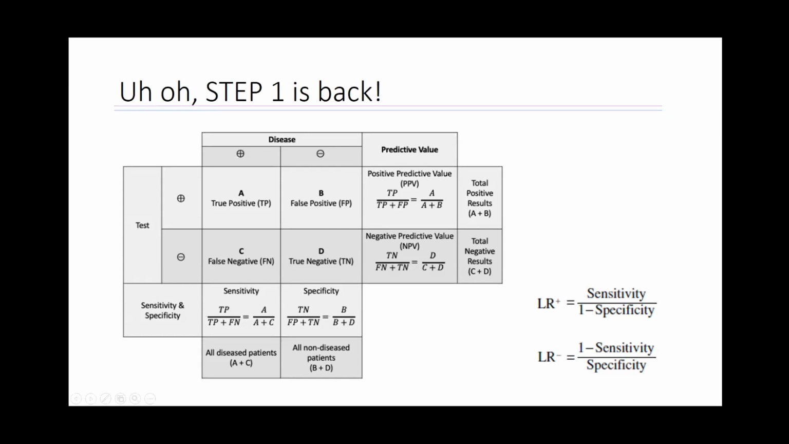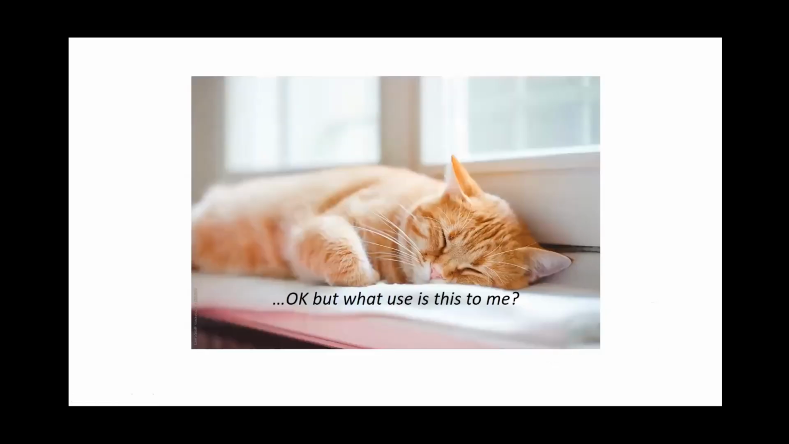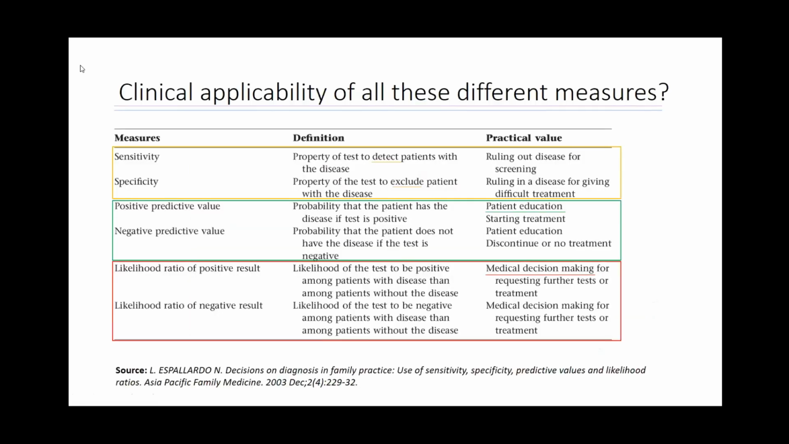So let's jump forward. You're probably thinking, okay, that's great, but how is this useful to me? What do these different parameters explain? What is the clinical applicability of all these different measures? I know we're supposed to focus on likelihood ratios, but I always confuse all of this all the time. And so I think delineating how each parameter is different is useful to understand the true value of likelihood ratios.